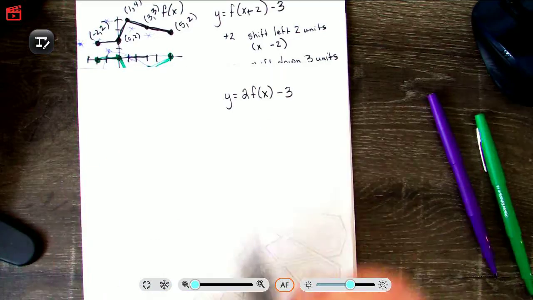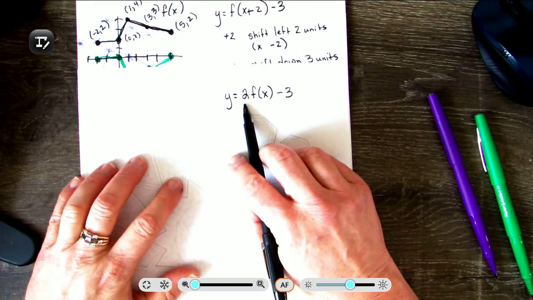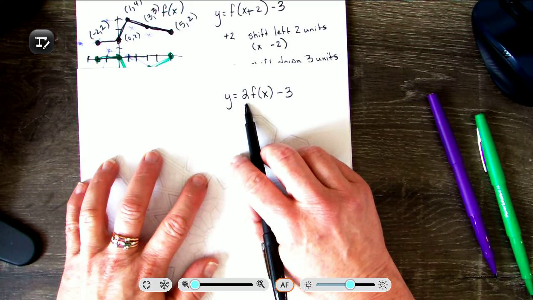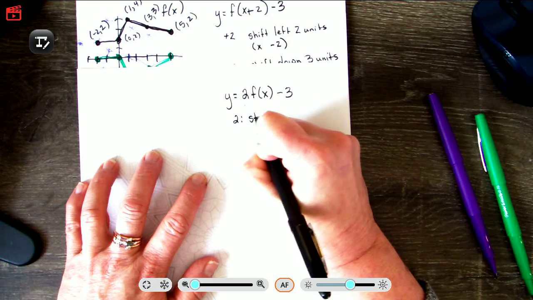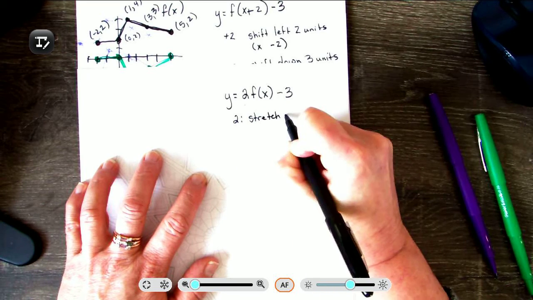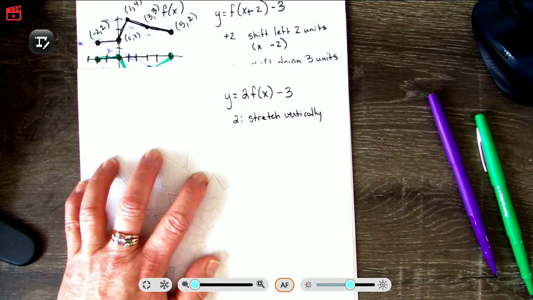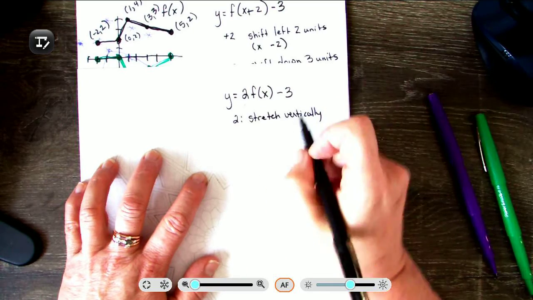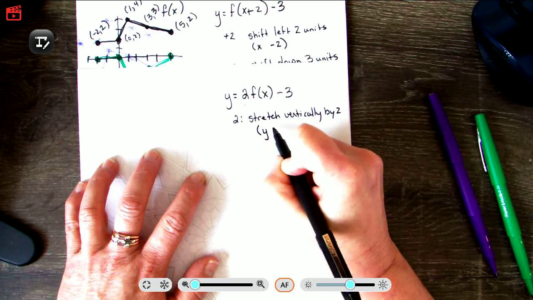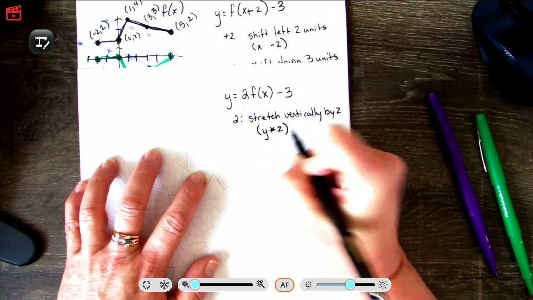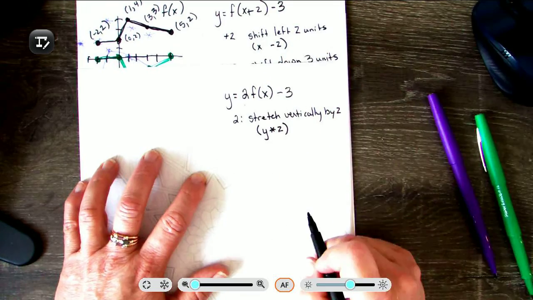We have a 2 on the outside, so that is going to stretch vertically, because it is affecting the outside, which affects the y values, by 2. To see that happen, we're going to take our y values and multiply them by 2.